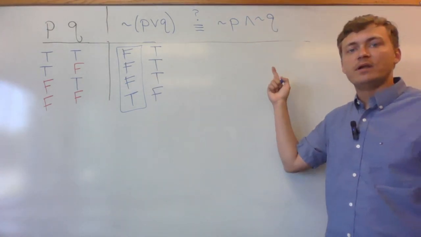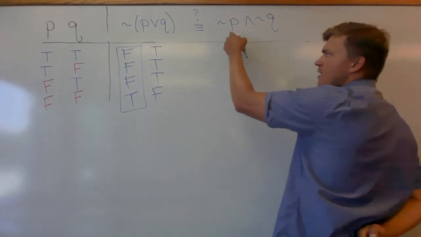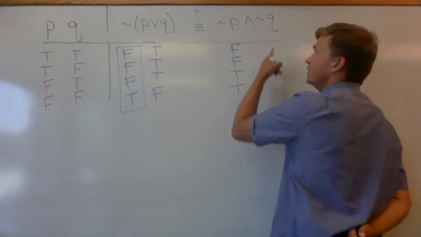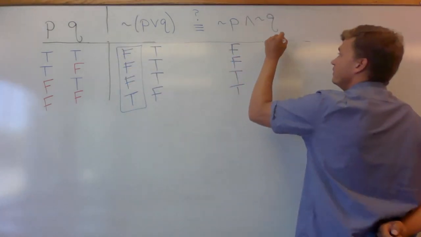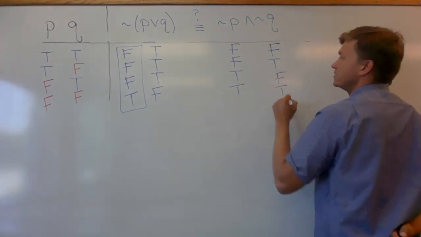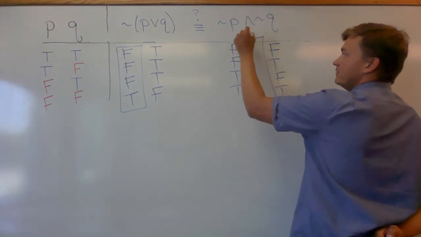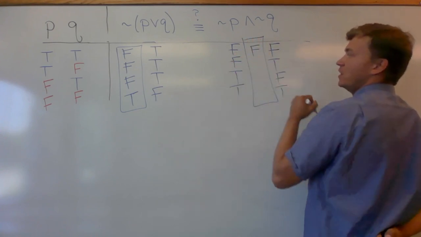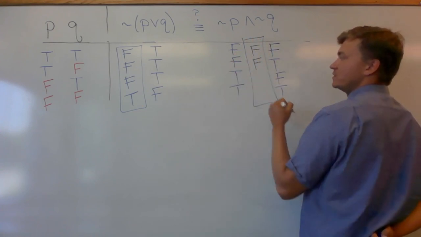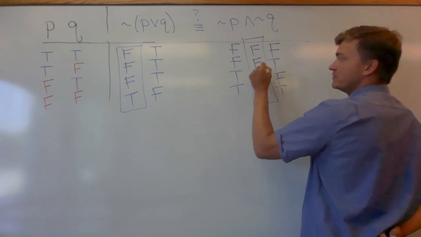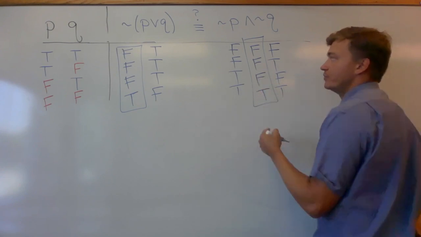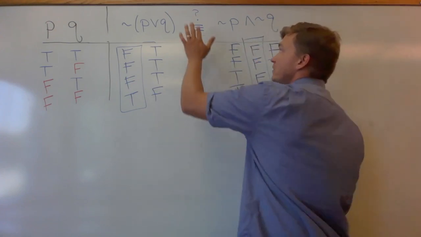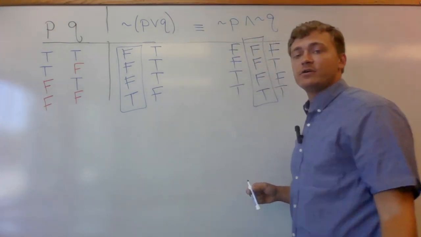Well, what about not P and not Q? Well, not P, false, false, true, true. Not Q, false, true, false, true. A last step here, final column, the and connective, false and false is false. False and true is false. True and false is false. True and true is true. FFFT, FFFT. So now we've shown definitively, right, that these actually are two equivalent statements.